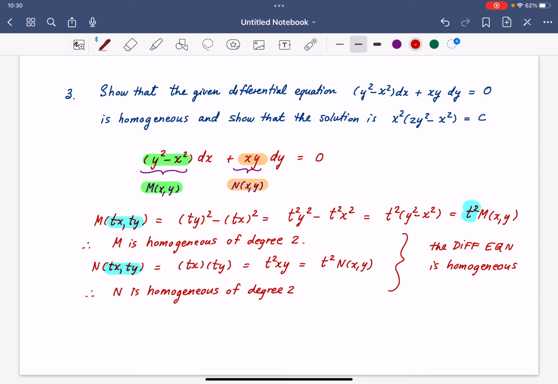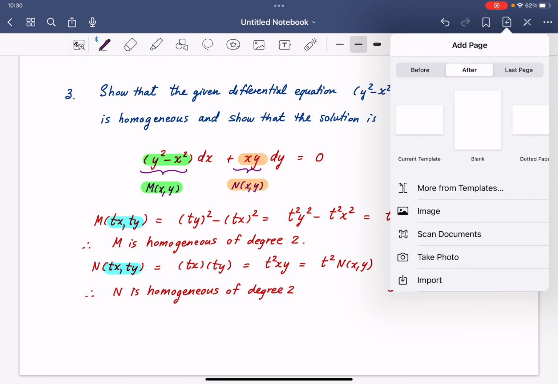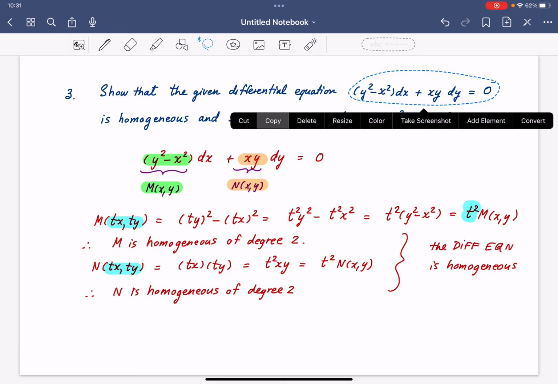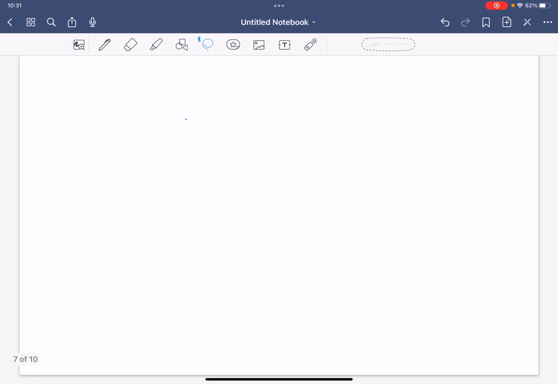Alright, now we're going to show you how to do the homogeneous differential equation. We're going to carry the equation and then switch everything into x and v. Alright, let's go. We have this one. Copy this. And then now we let y be vx.